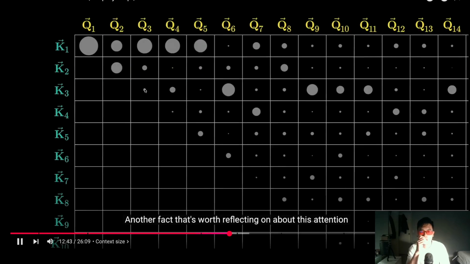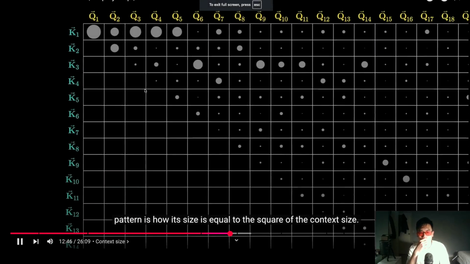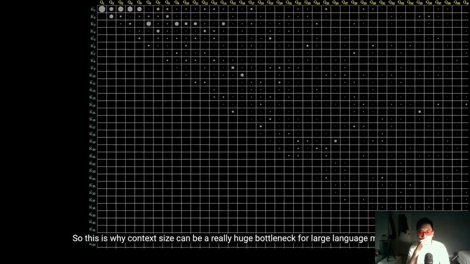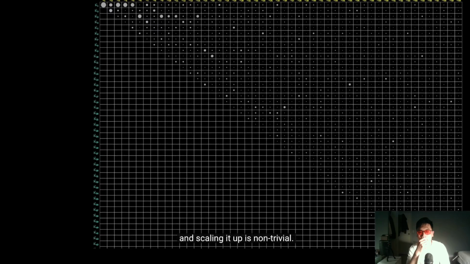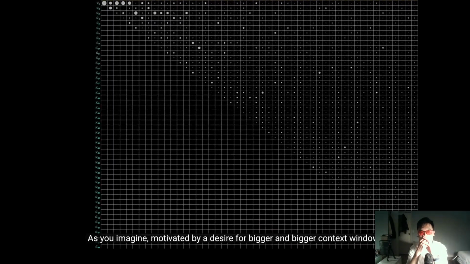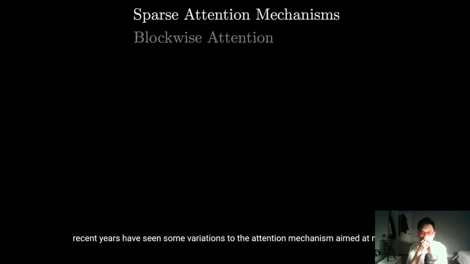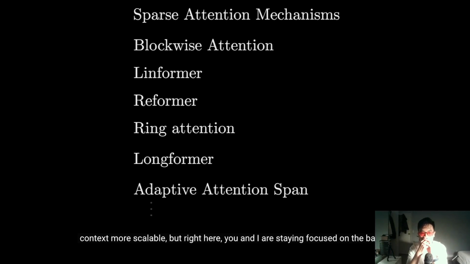A fact that's worth reflecting on about this attention pattern is how its size is equal to the square of the context size. So this is why context size can be a really huge bottleneck for large language models, and scaling it up is non-trivial. As you might imagine, motivated by a desire for bigger and bigger context windows, recent years have seen some variations to the attention mechanism aimed at making context more scalable. But right here, you and I are staying focused on the basics.